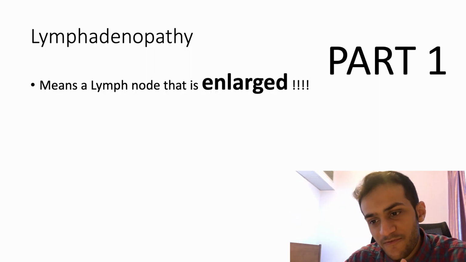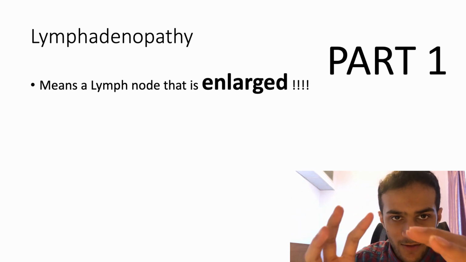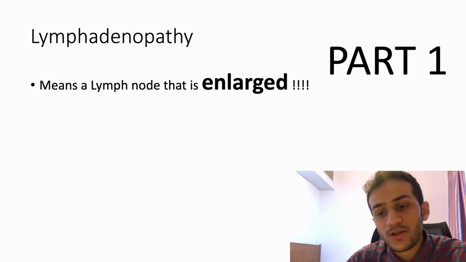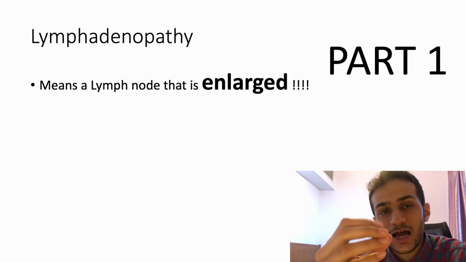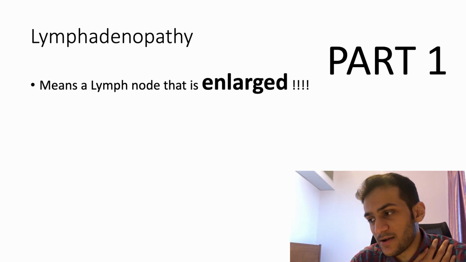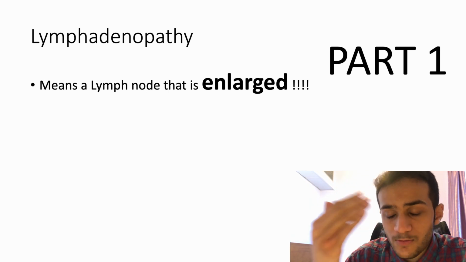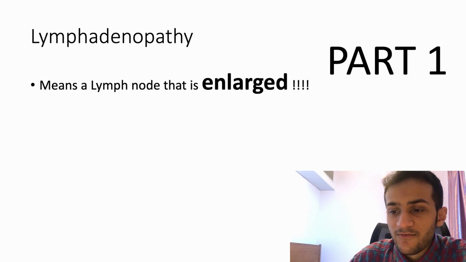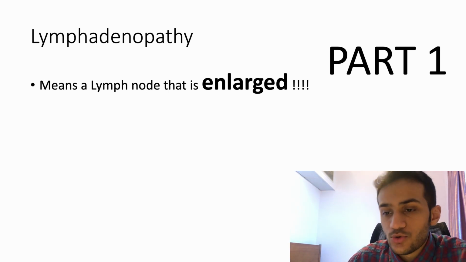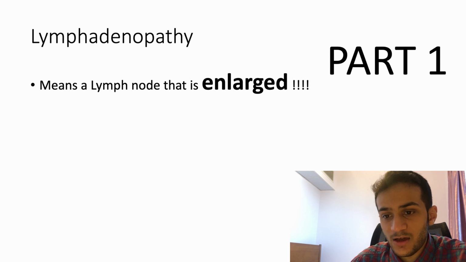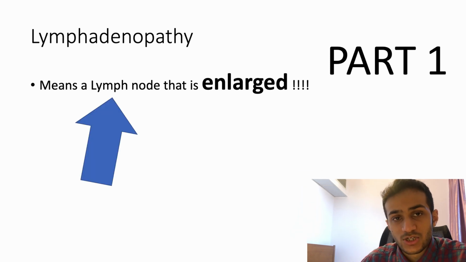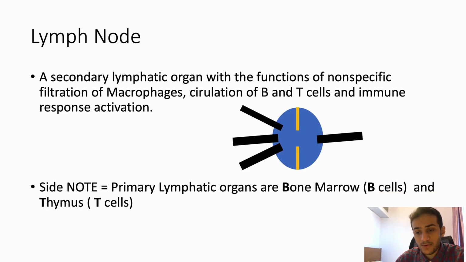So first of all, what is lymphadenopathy? That means any lymph node, which is a structure that has a lot of immune cells and really helps with producing immune responses, becoming enlarged. The lymph node is a secondary lymphatic organ, and it has the functions of non-specific filtration of macrophages, circulation of B and T cells, and immune response activation.